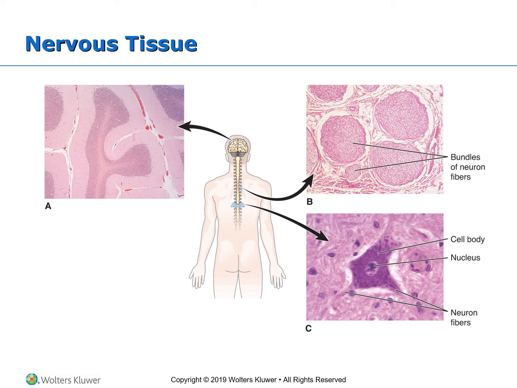You can see in image B bundles of neurons with connective tissue along them. And here is a detail of the body of a neuron.